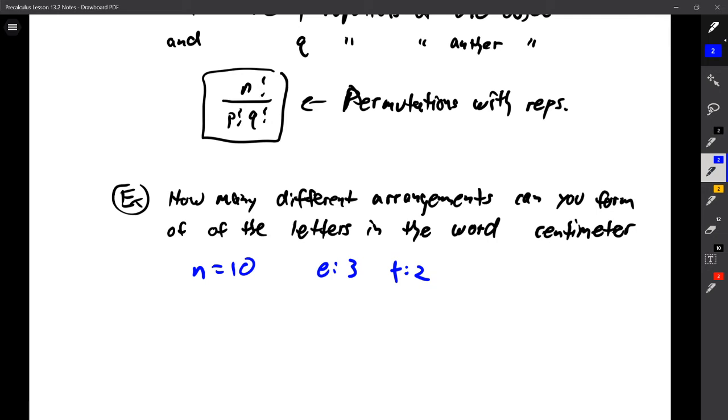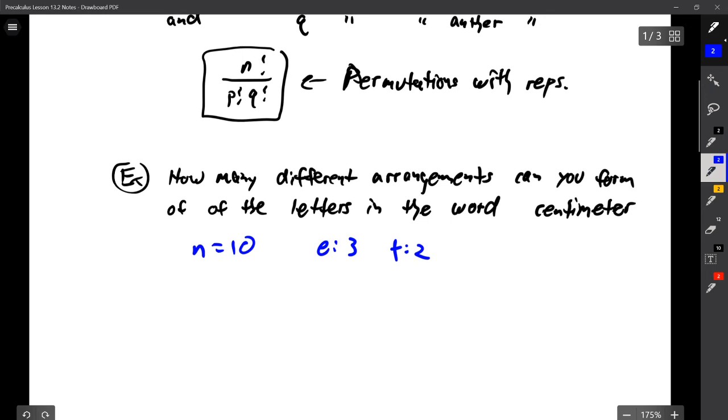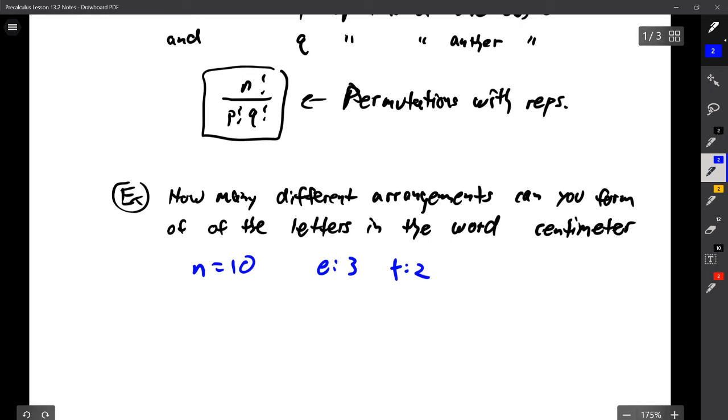And 1 C, 1 N, 1 I, 1 M, 1 R. So that's all the repetitions, right? 1, 2, 3, 4, 5, 6, 7, 8, 9. I feel like there's a letter. Oh, 1 R. So only one of those.